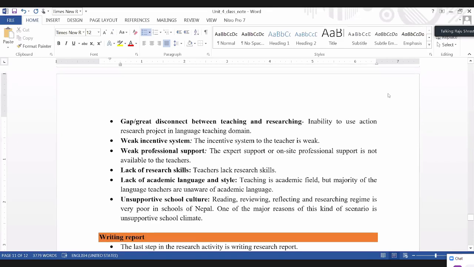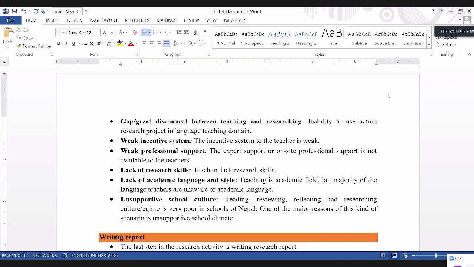विद्यालयको संस्कार पनि त्यति उ छैन, like reading, reviewing, reflecting, researching, culture भनौँ न. Okay, so reading, नियमित पढिरहने के, continuously reading, reviewing, reflecting, researching culture is very poor in schools of Nepal. I mean, त्यति धेरै गर्दैन.